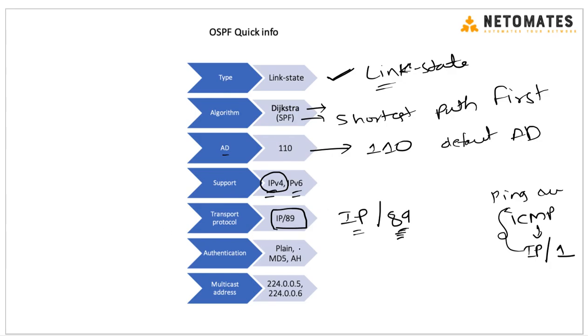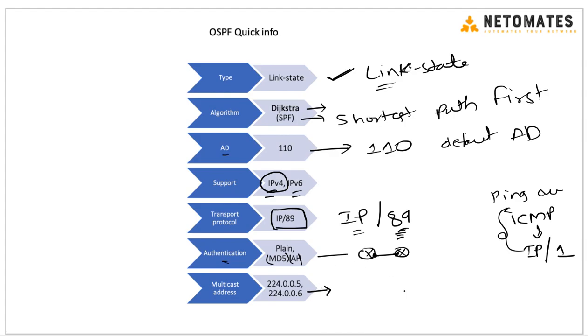And for authentication, to form a neighborship between two routers running OSPF, we can provide some passwords. These are the two types of authentication it can support. Next, OSPF uses multicast.